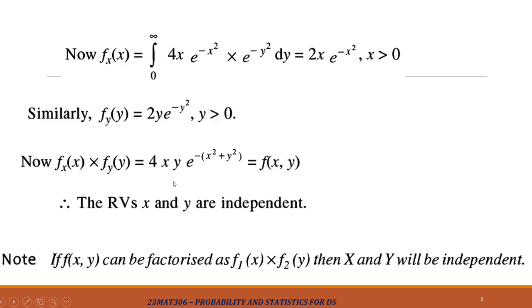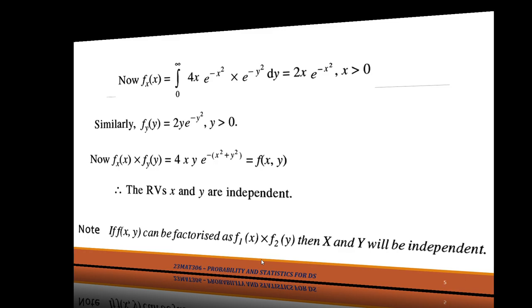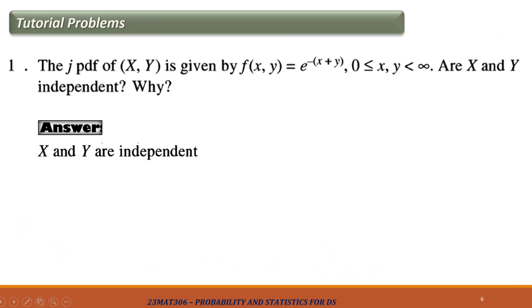So both are equal. Therefore, the random variables are independent. The main thing is that we know the random variables are continuous. So the independence condition is that we have to multiply fX of x into fY of y, which is equal to the joint f of x comma y.